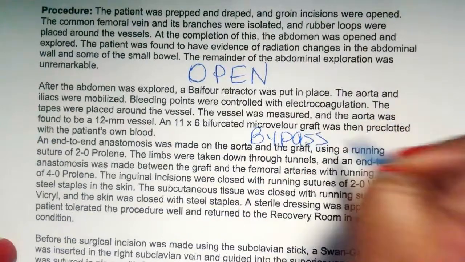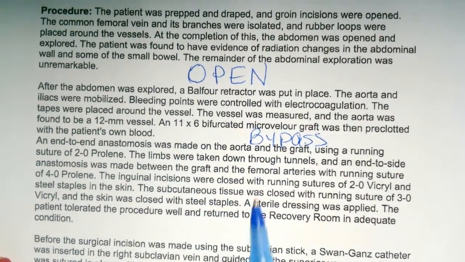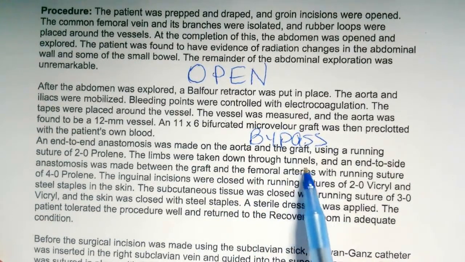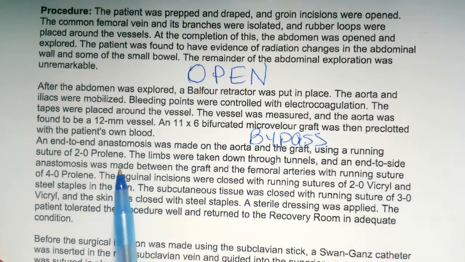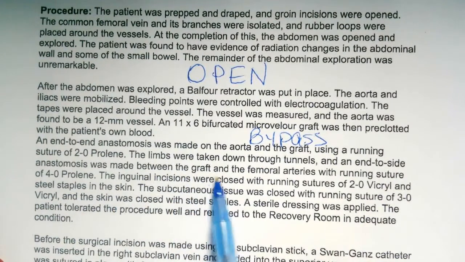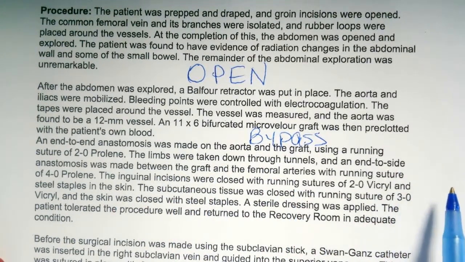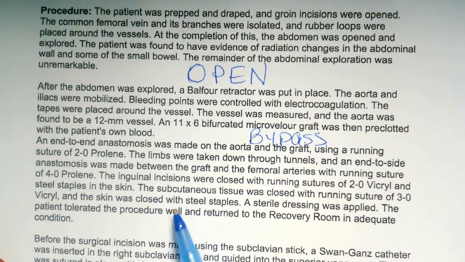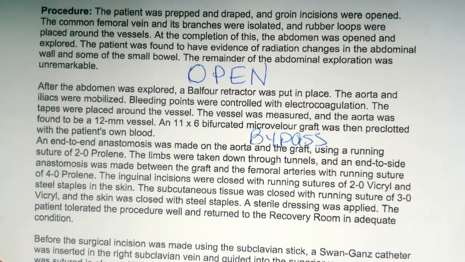This is a bypass, guys. The limbs were taken down through the tunnels, and an end-to-side anastomosis was made between the graft and the femoral arteries with running suture of 4.0 Prolene. The inguinal incisions were closed with running sutures of 2.0 Vicryl and 4.0 Prolene. They also did staples around the skin. The subcutaneous tissue was closed with running suture 3.0 Vicryl. The skin was closed with staples, guys. You got it. They closed the patient up.